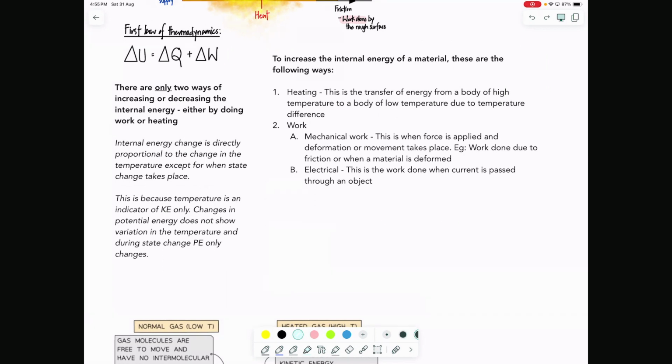Right, so next class, we'll work on this equation. This equation is a chapter on its own. Just call this the first law of thermodynamics.